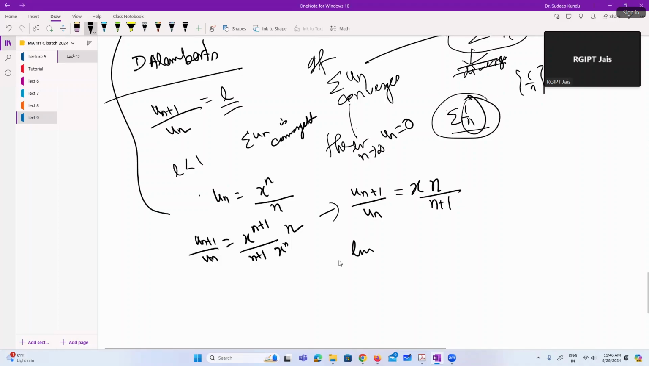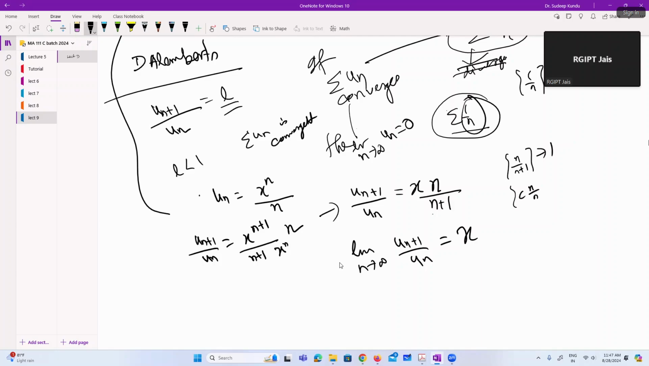So what will be the limit as n tends to infinity of Un plus 1 by Un? At least you should tell what is the limit of this. Sir, x. X, right? Because this value goes to 1, and you know that scalar multiplication of this sequence will go to x. So already you have seen how to show that this sequence converges to 1.